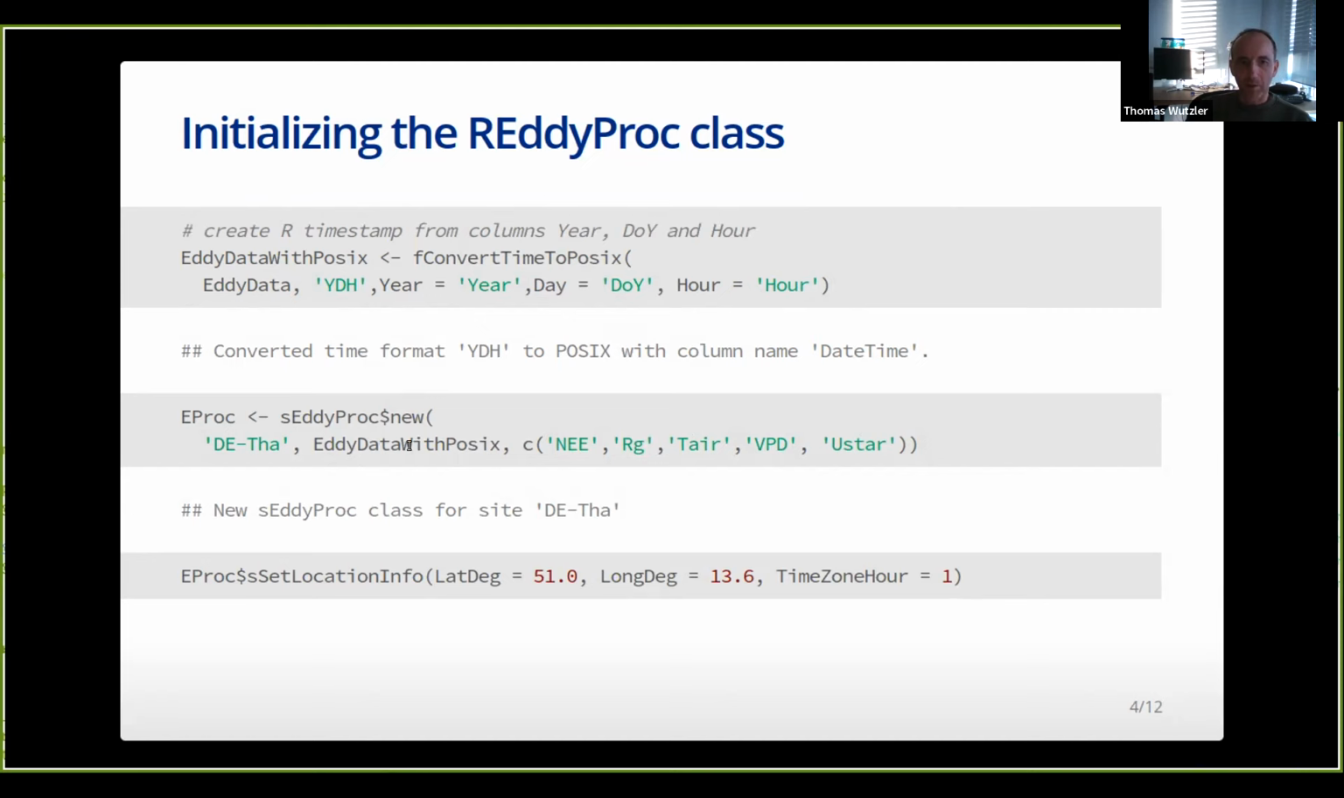But REddyProc wants to have an R timestamp. So you need to convert the text of the year, day of the year, and hour to this POSIX timestamp, which is done by a function called convert time to POSIX. That's a step before. You might also estimate the VPD from temperature and relative humidity. There's also a function provided by the package. And you can set the location right away. Now, EProc dollar, we invoke a method on this class and tell this class where your site is located.